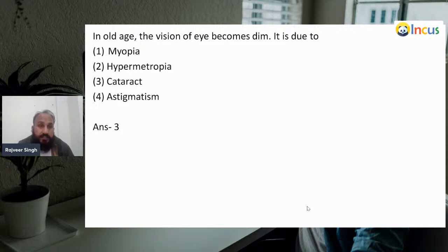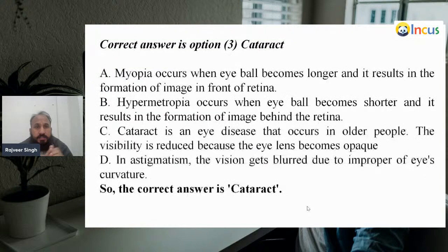So today's session, the first question in front of you asks: in old age, the vision of the eye becomes dim. It is due to what? Myopia, hypermetropia, cataract, or astigmatism? The answer will be cataract. Why did we choose only cataract and not myopia, hypermetropia, or astigmatism? Let me explain.